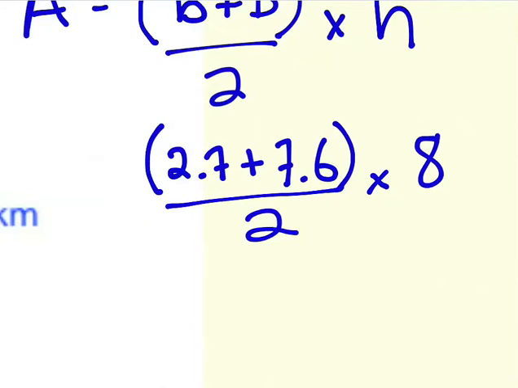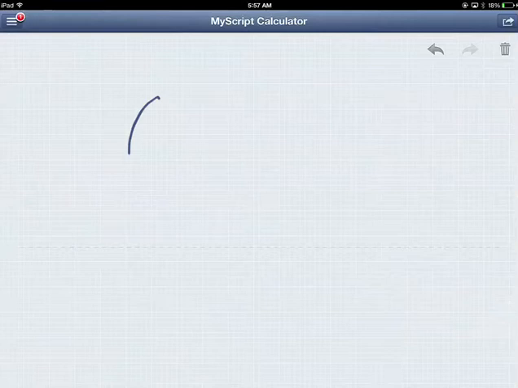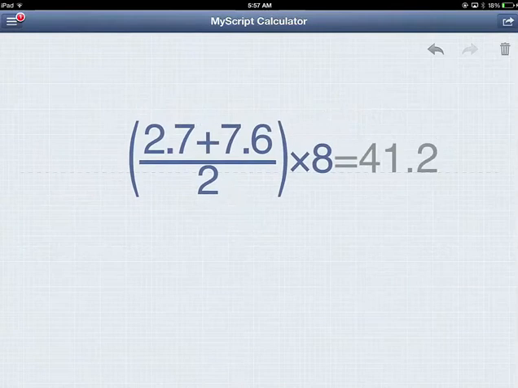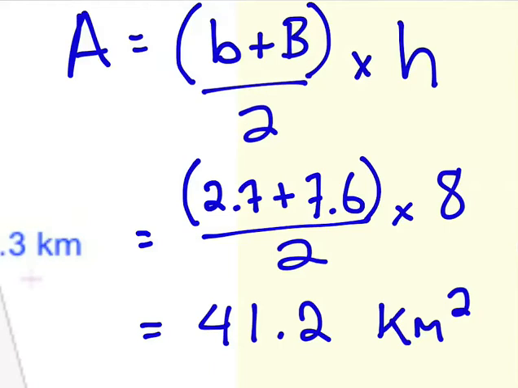All right, so we start off with our formula. Always write your formula first. That's your first step. Your second step is to replace the values. Third step is to do your calculator work. Fourth step, answer. Okay, so it's handy dandy calculator time. So 2.7 plus 7.6 all divided by 2 times 8. 41.2. So that is equal to 41.2 kilometers squared.